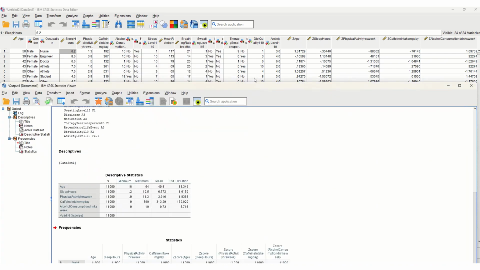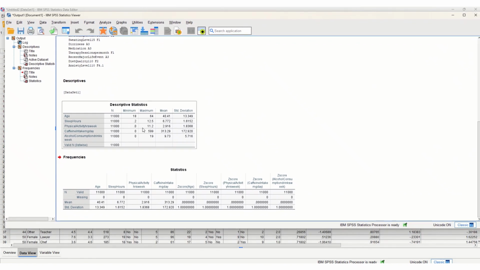Now, what's interesting here is that when you look at the original columns for age, sleep hours, physical activity, caffeine intake, for instance, these statistics sort of make sense. You have an age of 40.41, that's the mean. For sleep hours, the mean is 6.722, and they all have their standard deviations. But when we look at the z-scores for these variables, all of the z-scores have a mean of 0 and a standard deviation of 1. That is an important aspect of the z-score distribution, and we're going to talk about that a little bit more in the coming slides.